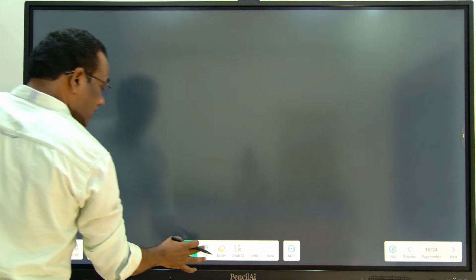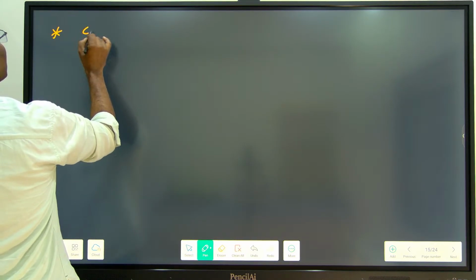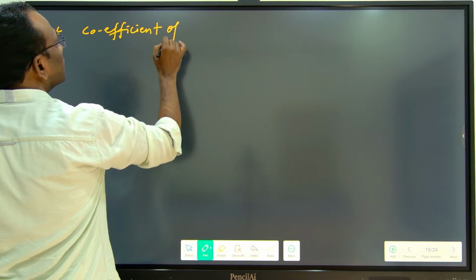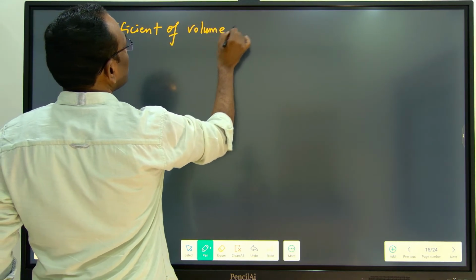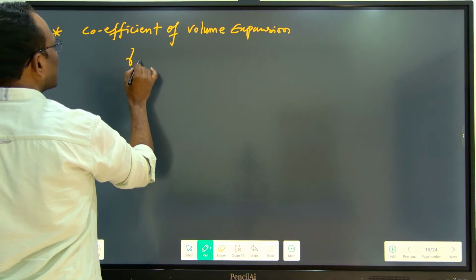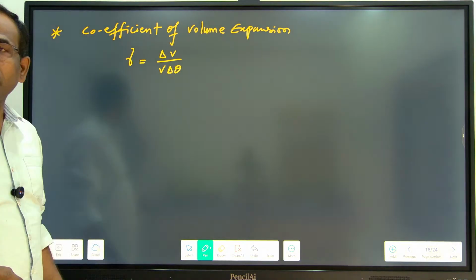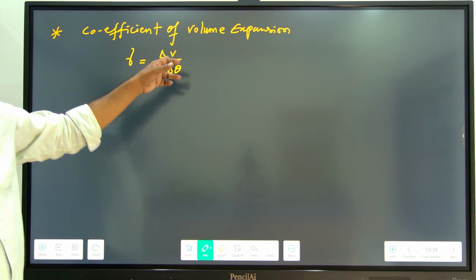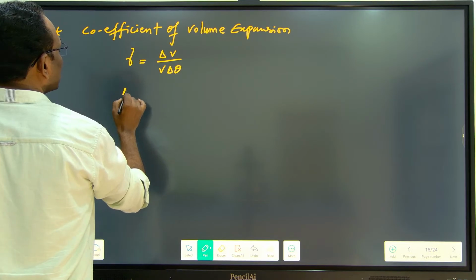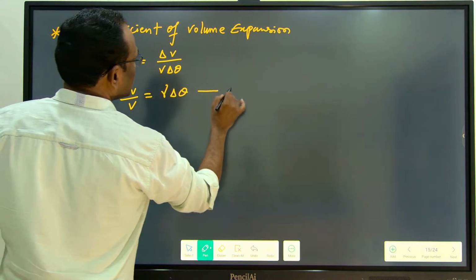So first of all, take gamma, that is the coefficient of volume expansion. Gamma equals what? Delta V by V into delta theta. Okay, gamma equals delta V by V into delta theta. So delta V by V equals gamma into delta theta. Take this as equation number 1.